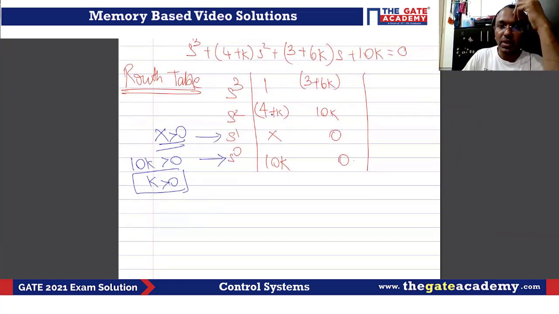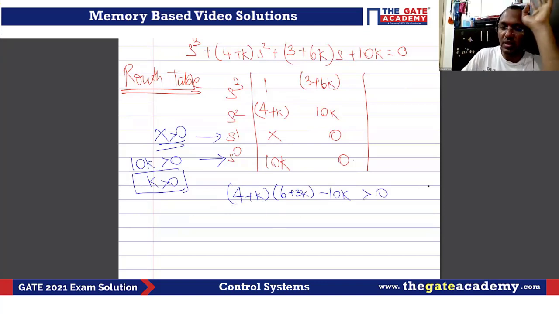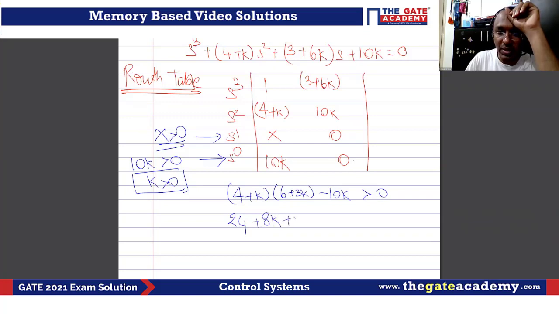So what is that? It will be (4 plus k) into (6 plus 3k) minus 10k, divided by (4 plus k), greater than 0. So 4 plus k goes that side, it will become cancelled. Now if I simplify this, I will get 24 plus 3k, wait, 24 plus 12k plus 6k. 12k plus 6k is 18k minus 10k will give me 8k plus 3k square, correct? Should be greater than 0.